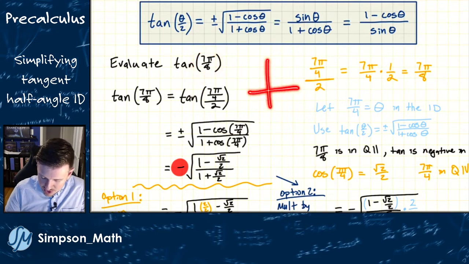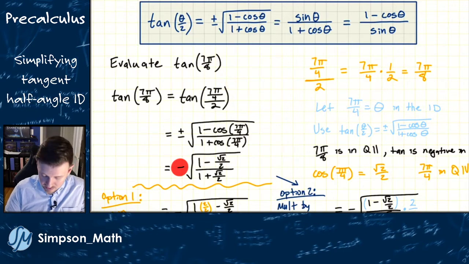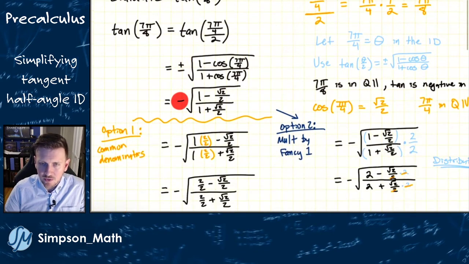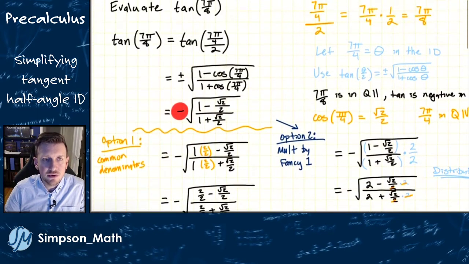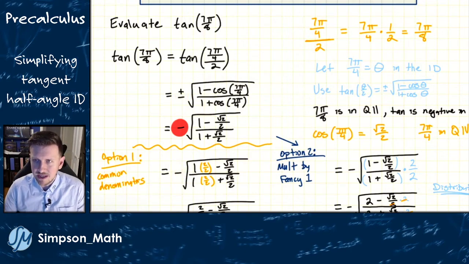7 pi eighths is just almost pi, so it's right about here. So 7 pi eighths is in the second quadrant, and tangent is negative in the second quadrant. So we're going to make a judicious choice and choose the negative and get rid of the plus. So all the way down, you'll see my negative is going to follow through. If for some reason it was a plus, let's say we were in the third quadrant or the first quadrant, then I wouldn't use the negative, and we wouldn't see that symbol at all. It would just be positive.